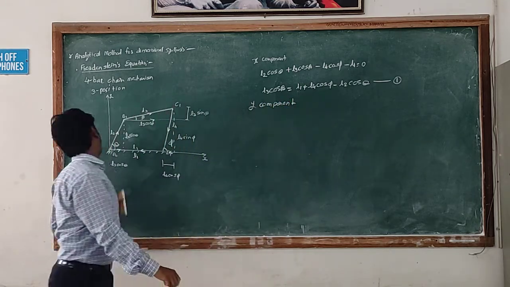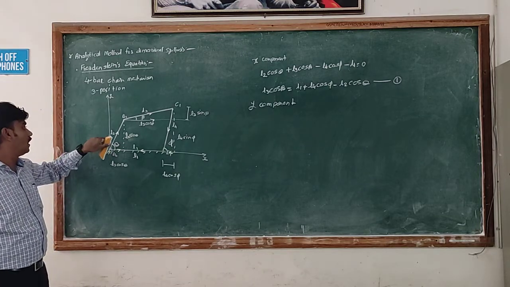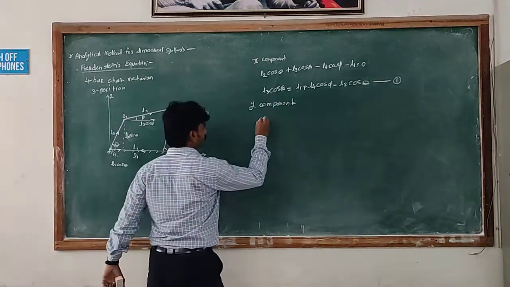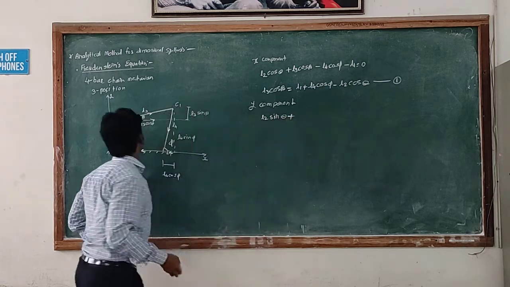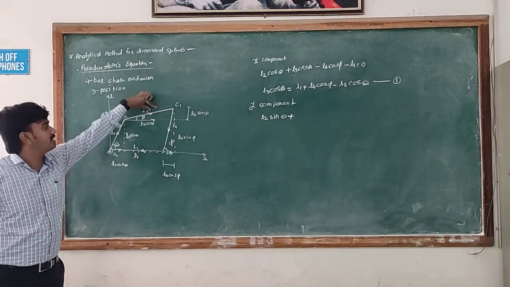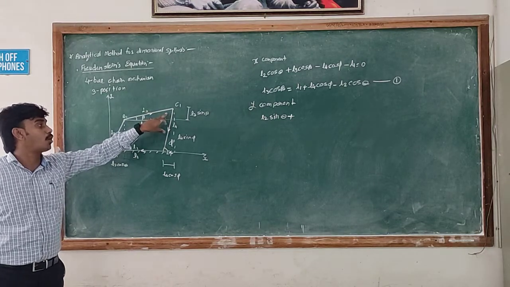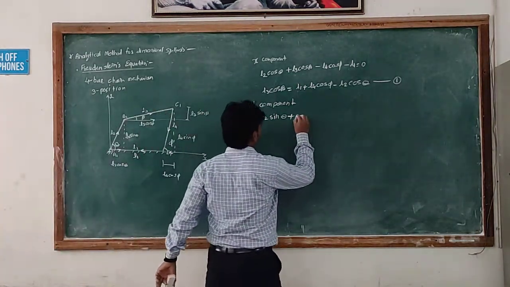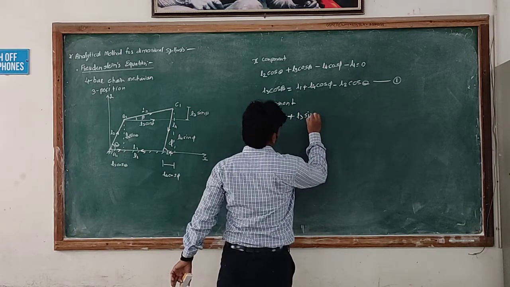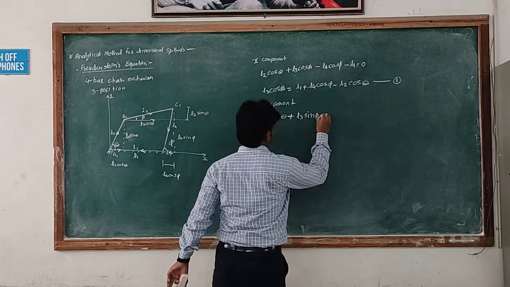So the y component of L2 is L2 into sine of theta, plus L3 is in the upward direction, so its y component is L3 into sine of beta.